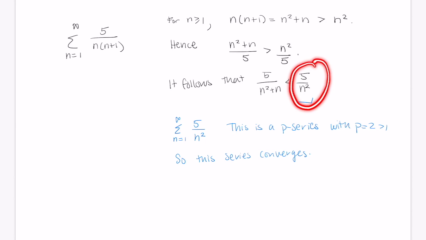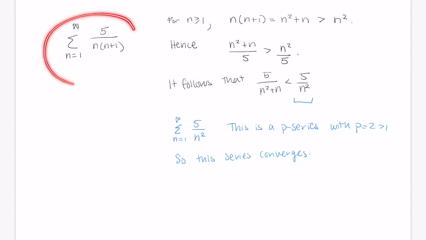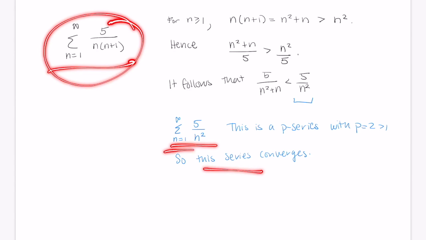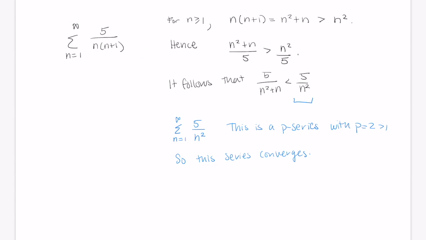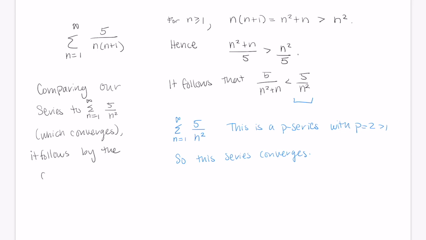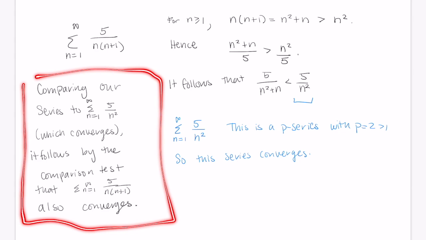Since 5 divided by n squared is always larger than 5 divided by n squared plus n, it follows that this series, especially since this one converges, also converges, and that's by the direct comparison test. And here is now my conclusion, which references the series that we compared to, references that it converges, and references the comparison test, and then states that our series converges.